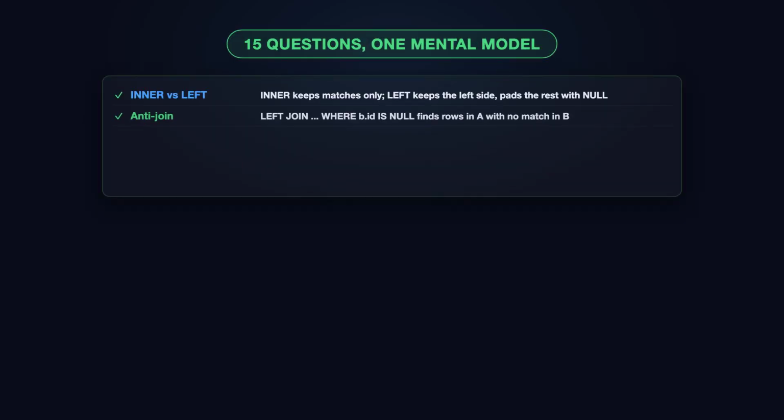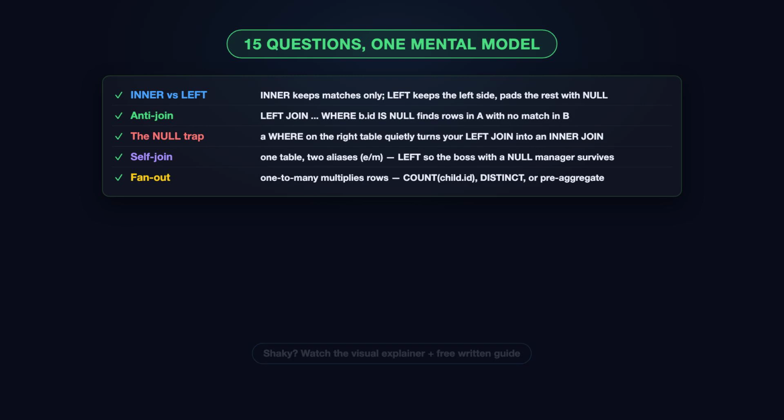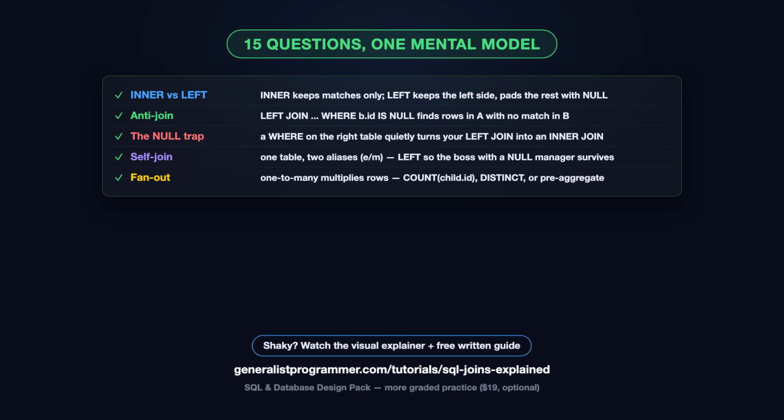That's 15. If you paused and wrote every one, you didn't just review joins, you rehearsed exactly what the interview asks you to do. The through line, the join type is a decision, not a default. Inner keeps matches, left keeps the left side and pads the rest with null, the anti-join finds what's missing, and a filter in the wrong clause quietly changes the answer.